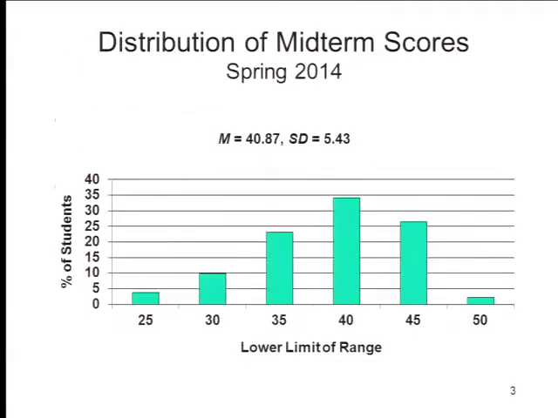There's a distribution of scores, pretty good distribution, not bad. If you take out the fact that nobody got less than 25, it's a nice normal distribution, so pretty happy with that.